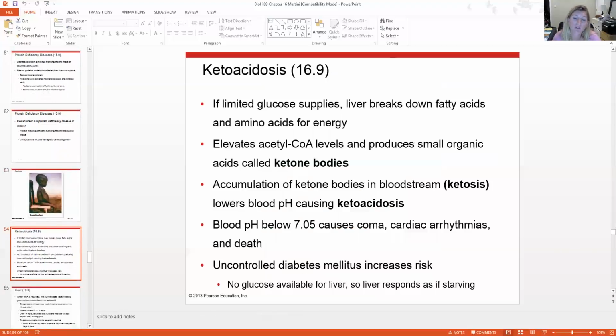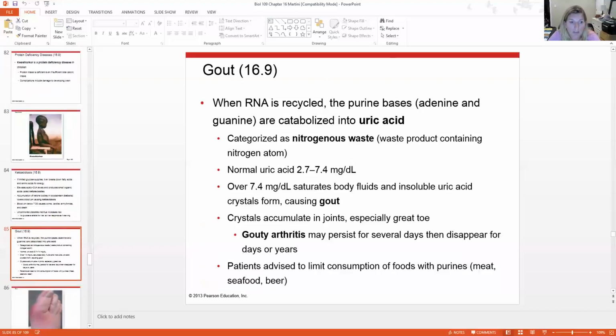Ketoacidosis: if there are limited glucose supplies, the liver breaks down fatty acids and amino acids for energy. This elevates your acetyl-CoA levels, producing lots of ketone bodies. These ketone bodies accumulate and lower the blood pH, causing ketoacidosis. The blood pH can drop below 7.05, causing a coma, cardiac arrhythmias, and even death. Uncontrolled diabetes mellitus is a risk for this. If there's no glucose available, the liver responds as if it's starving by breaking down protein and producing these ketone bodies.